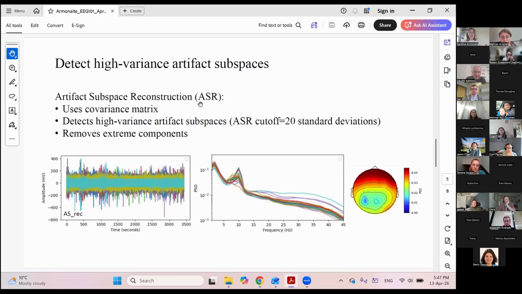So we perform the artifact subspace reconstruction, ASR, which works on the basis of principal component analysis. And we now see quite reasonable time series and an acceptable power spectral density function, but still with frontal dominance.